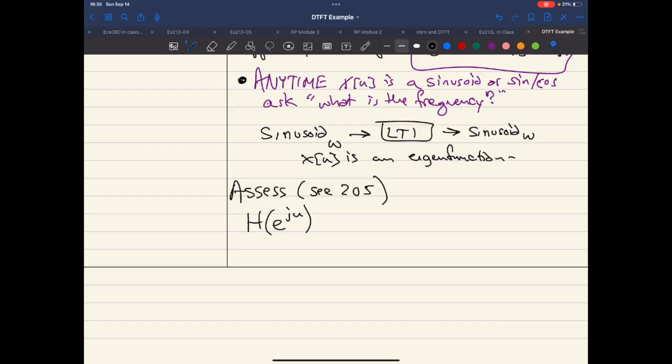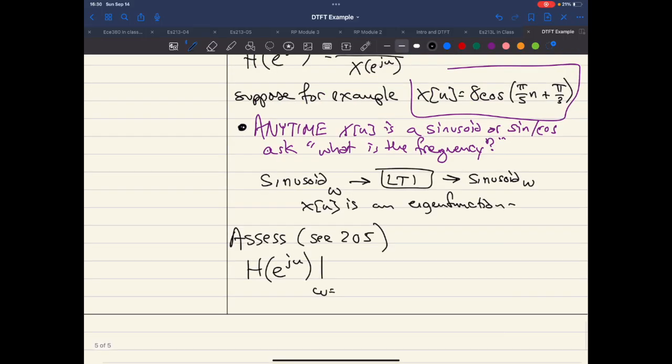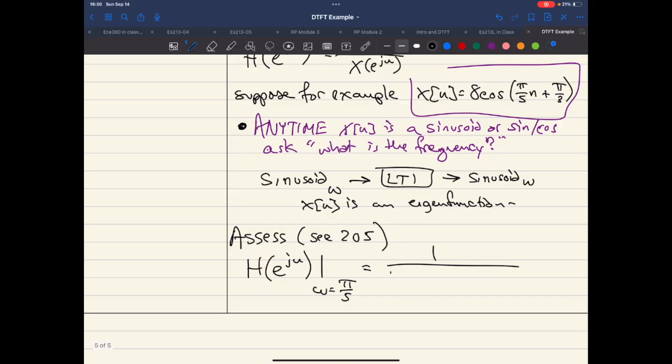H(e^jω) at ω equals the frequency that we have here, which we can pull right off of this, should be at π/5. This is going to give us a nice, clear expression. It's going to be a complex expression, but that's okay. We can pop that into the calculator, or Maple, or whatever. π/5 plus 0.6 e^(-jπ/5).